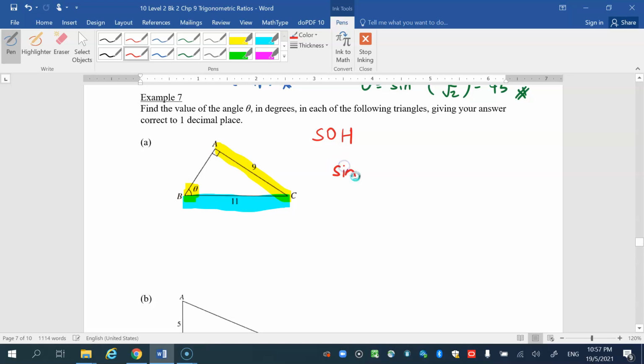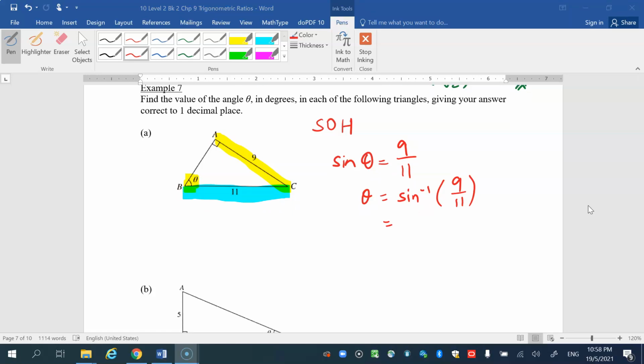So write down your equation. Sine theta is equals to opposite over hypotenuse. How do I find theta? I will take sine inverse of this ratio 9/11. Press my calculator. So sine inverse of 9/11 gives me 54.9 degrees to 1 decimal place. And that's your answer. Okay, moving on to part B.